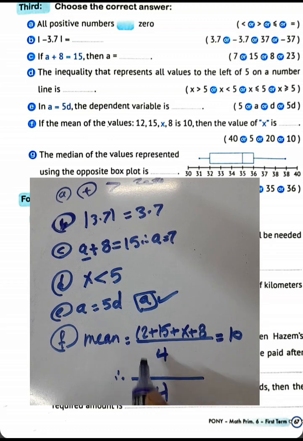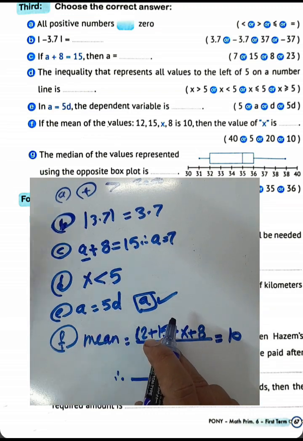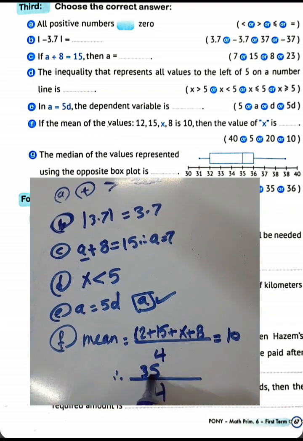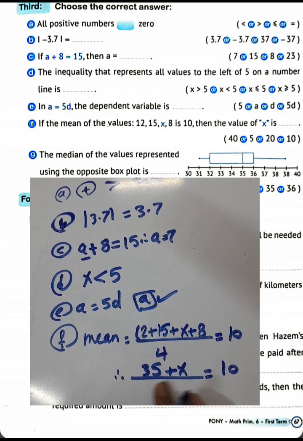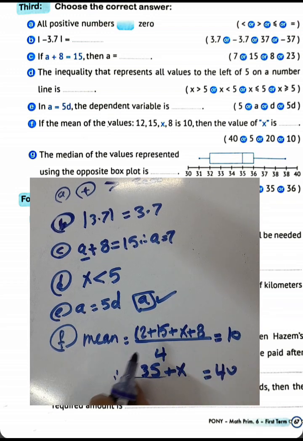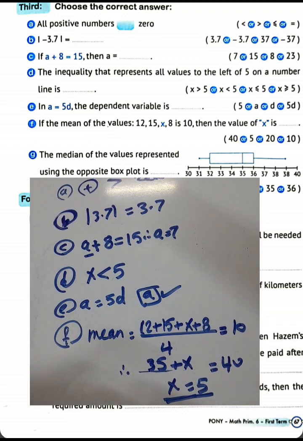Then 12 plus 15 plus 8. 12 plus 8 equals 20. 20 plus 15 equals 35. 35 plus x, and the mean equals 10. Then 4 multiplied by 10 equals 40. Using the product of extremes equals the product of means, x will be equal to 5. Okay, x here will be equal to 5. Understood?